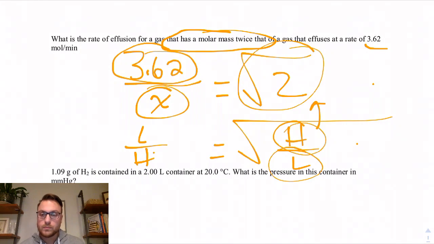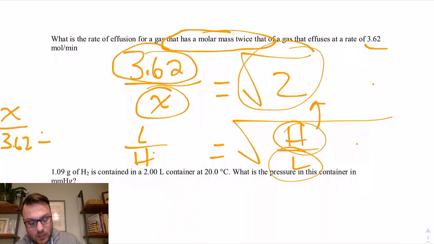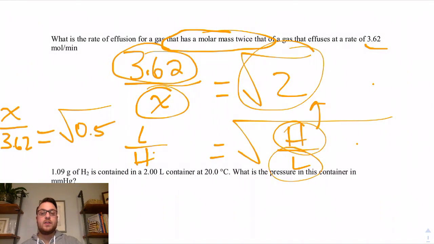Do you have to do it that way? Nope. You could have also done x over 3.62 equals radical 0.5, because then you would be doing heavy divided by light on the left side, which is going to be light divided by heavy on the right. And in that instance, it's not going to be radical 2 anymore. It's going to be radical 0.5, because the heavier gas is twice as big as the lighter, and that's going to be 1 over 2. Hopefully that clarified some things. All right, next one.